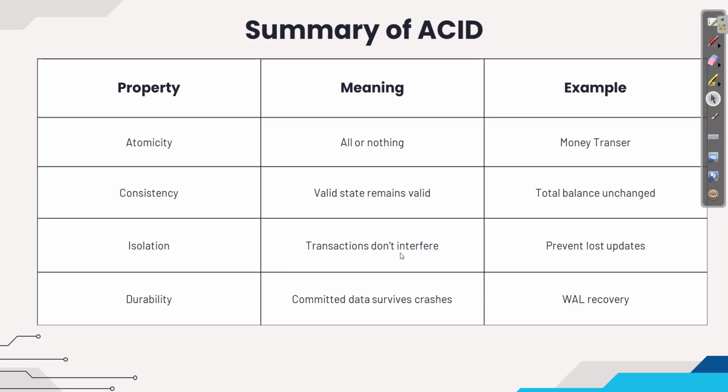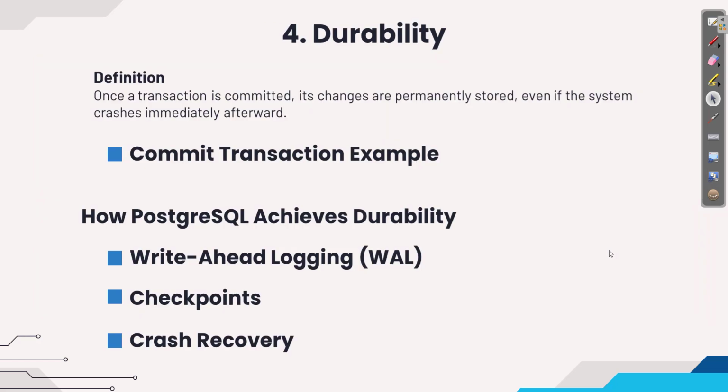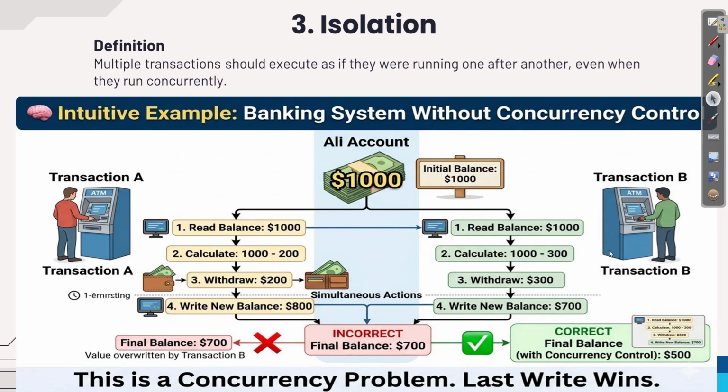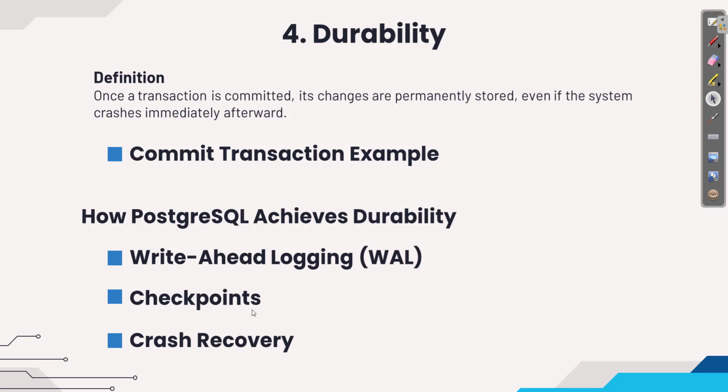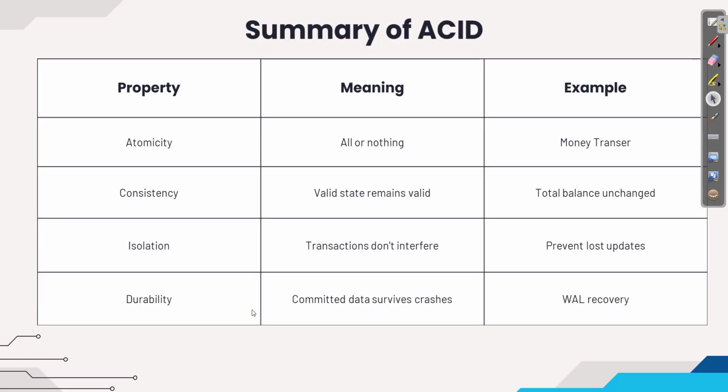Okay, isolation: transactions do not interfere, preventing lost update. So this is the example of a lost update. So this write is lost, right? By using the isolation levels, Postgres makes sure this problem does not occur.